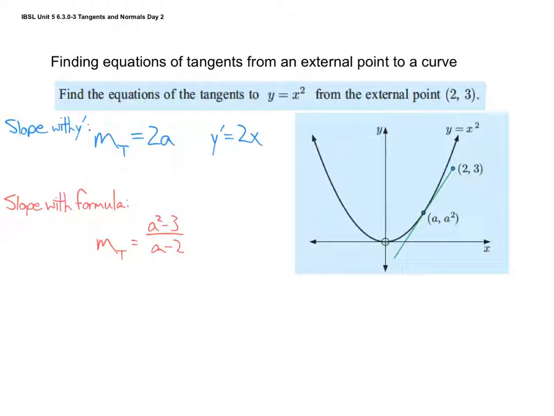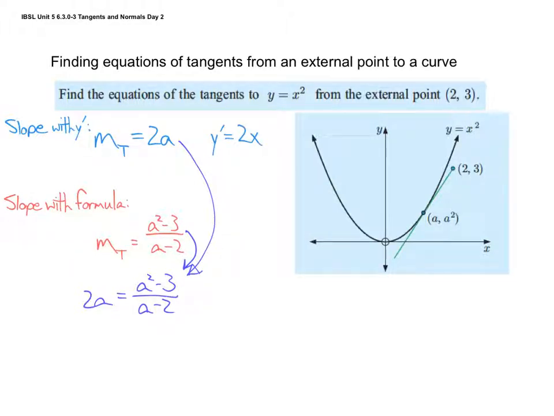Alright, here, red and blue make purple. So we'll do 2a equals a squared minus 3 over a minus 2, and now we're back to our Algebra 1 skills, solving an equation. Okay? Does everyone see how we got that equation, though? We found the slope two different ways.